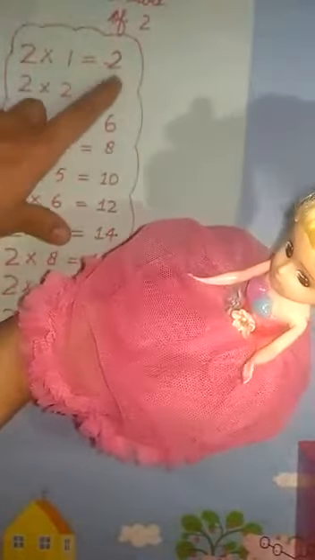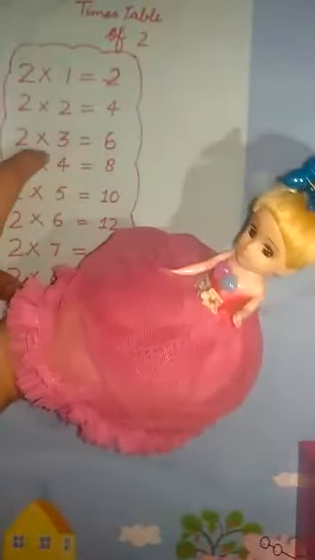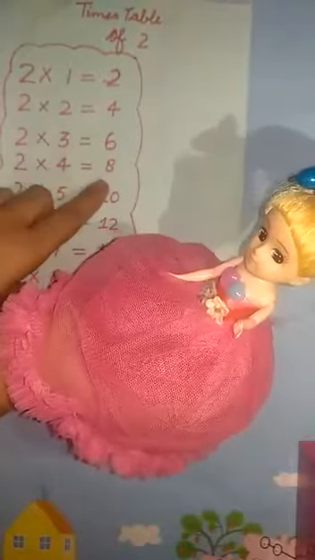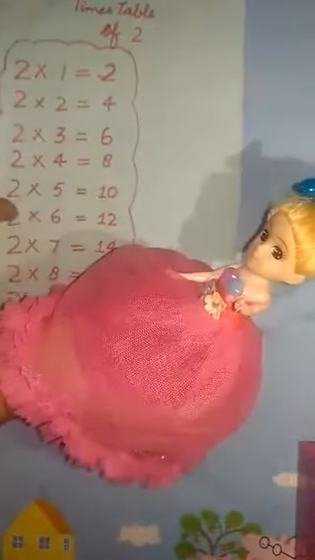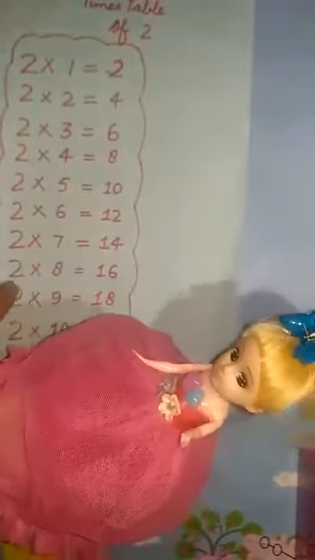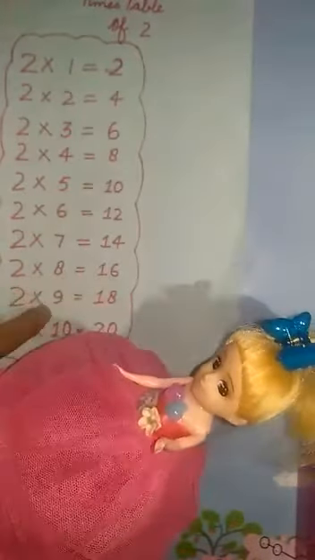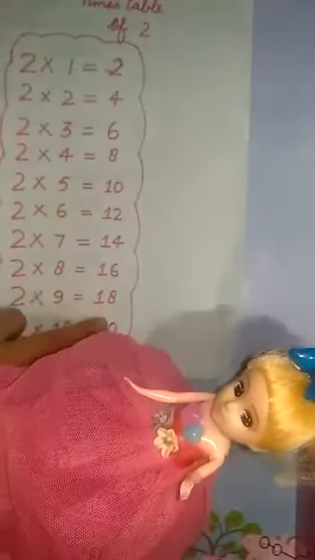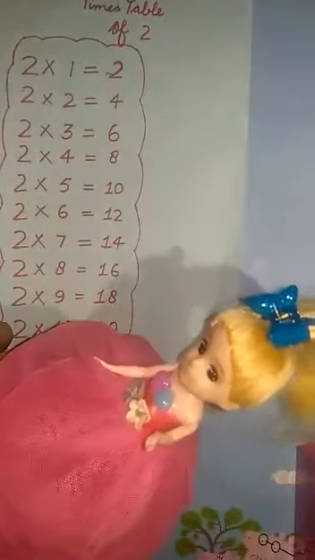Two ones are two, two twos are four, two threes are six, two fours are eight, two fives are ten, two sixes are 12, two sevens are 14, two eights are 16, two nines are 18, two tens are 20.